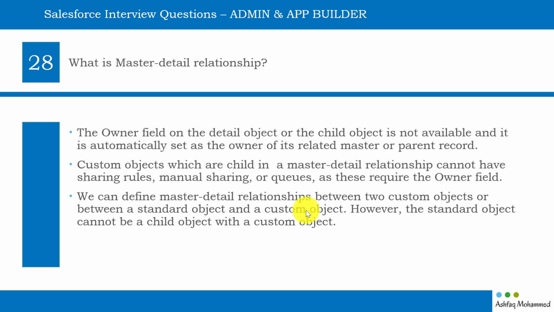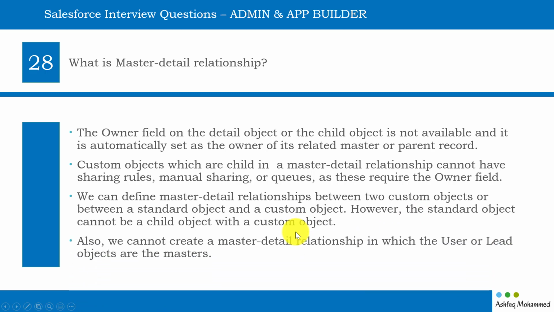But see what else we have, important point. However, the standard object cannot be the child object, right? You should always make the standard object a parent, and the child object should always be a custom object if you're taking the combination of standard and custom object. Okay, really important. Also, we cannot create a master detail relationship in which the user or lead objects are masters.